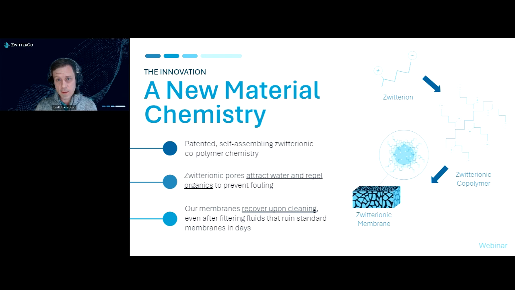Because of this, these membranes actually repel organics and are able to recover from organic fouling even after treating high-strength wastewater like landfill leachate.